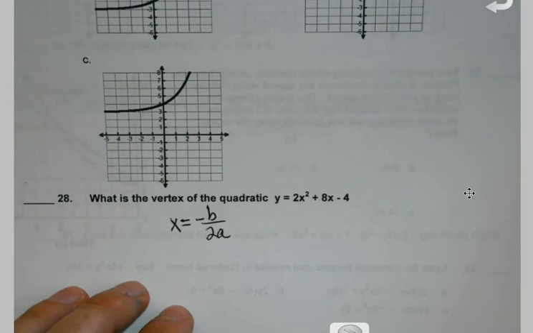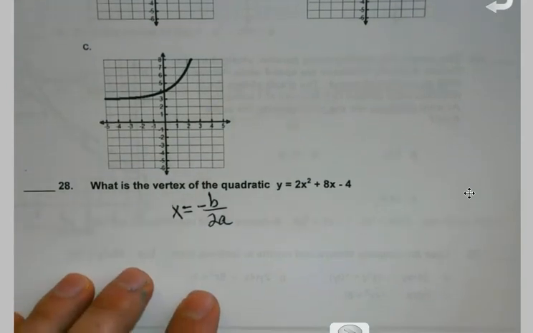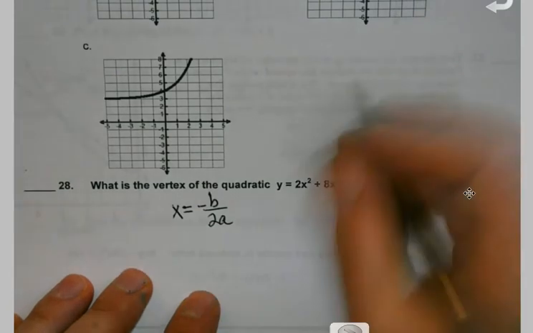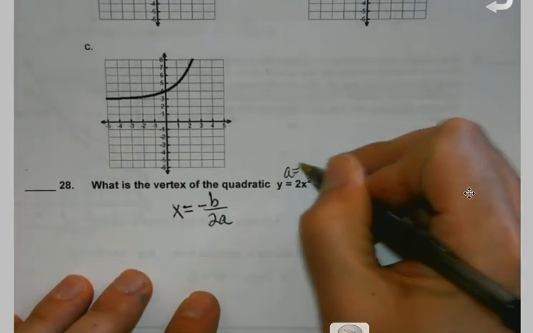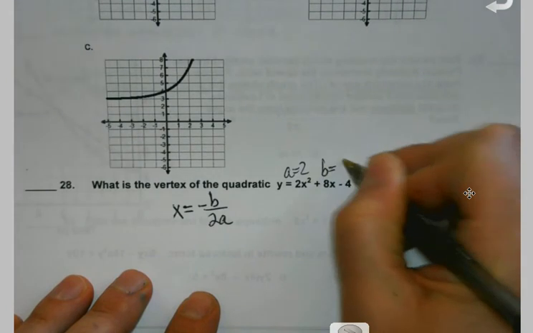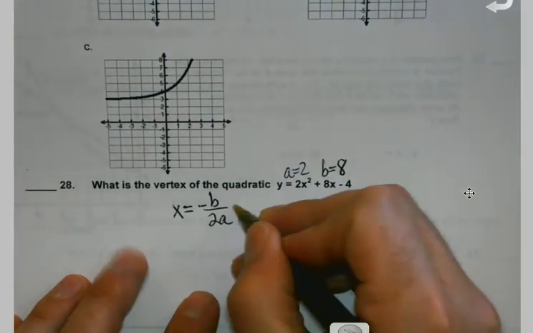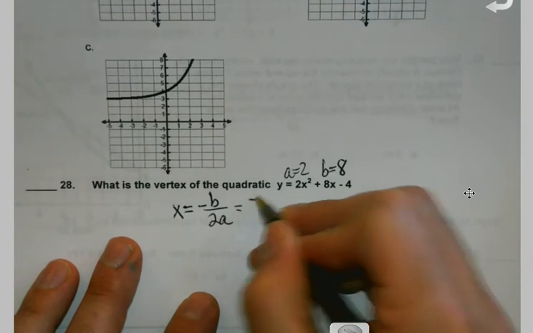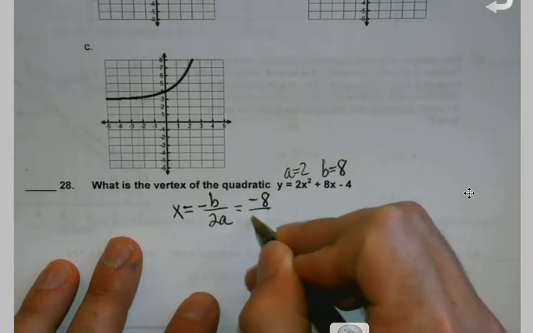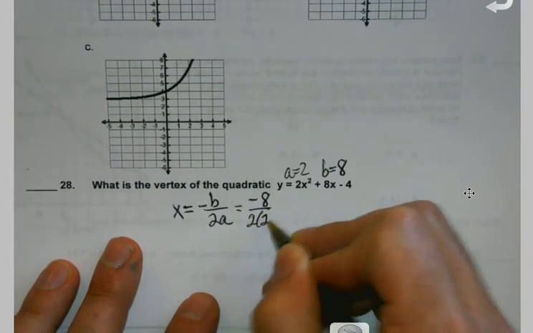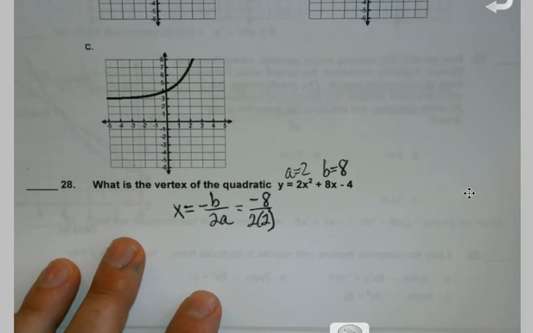Now, is there a way I could maybe find this a little bit easier? I'm going to show you a way on the calculator in a minute, but here's your option in case you forget. x equals negative b over 2a, and again, my a would be 2 here, and my b would be 8. So negative b, so negative 8 over 2 times a, or 2 times 2.